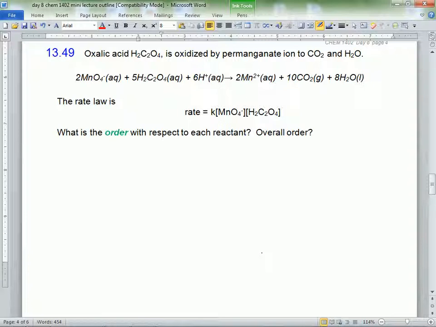Can anybody help her out? Look at all this space. Looks like it's a big, long problem, right? But it's not.